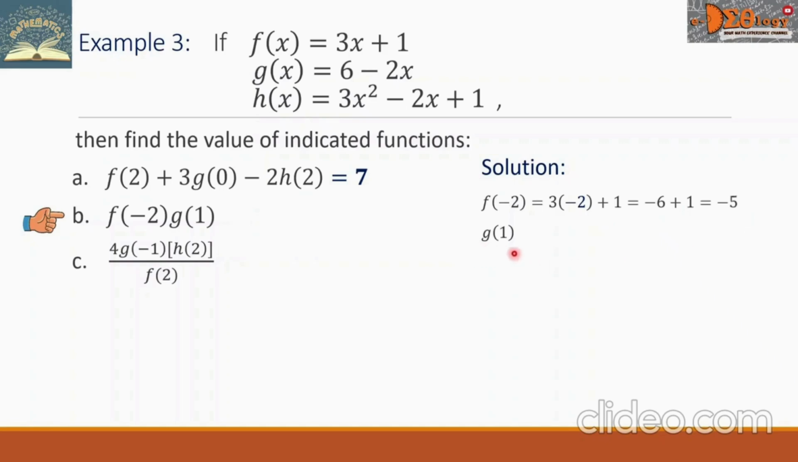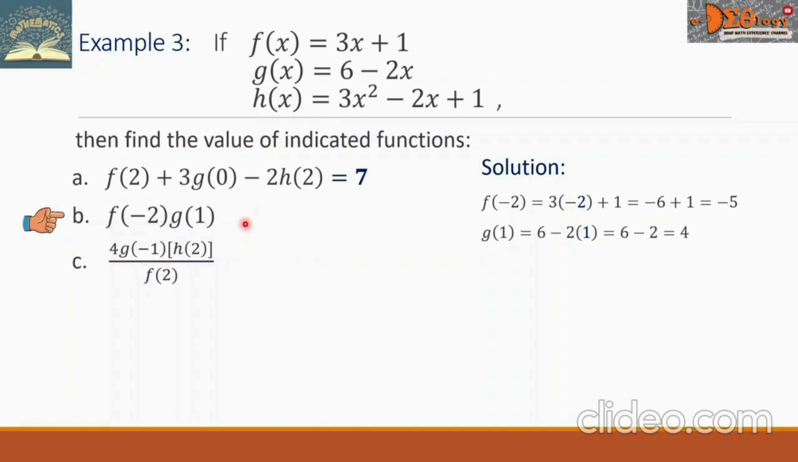Then g of 1. Our g of x is here. 6 minus 2x. So g of 1 becomes 6 minus 2 times 1. 2 times 1 is 2. So 6 minus 2 equals 4.